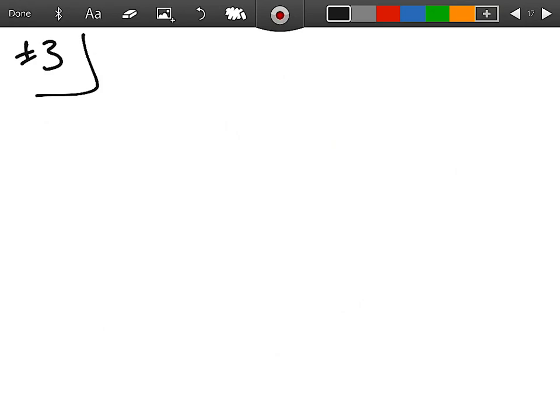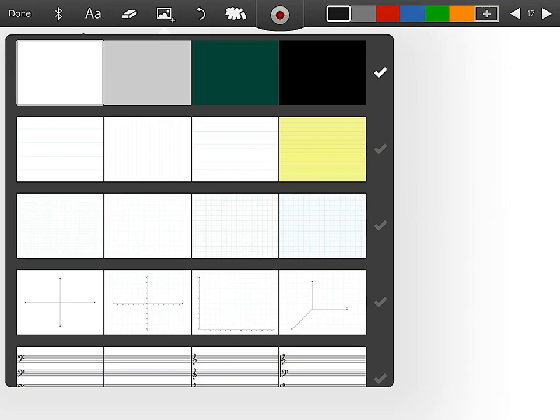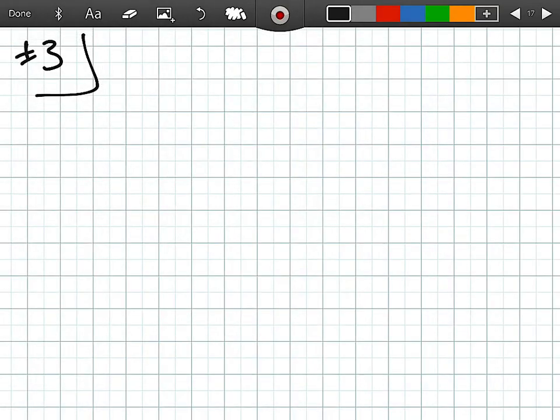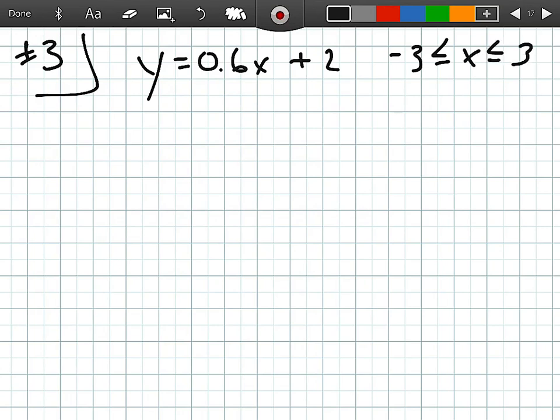Number 3, plot the graph of the function for the given values of x and connect the points appropriately. So my function is y equals 0.6x plus 2, and I'm going from -3 to +3. All right, so I create my xy plot off to the side. -3, -2, -1, 0, 1, 2, 3.